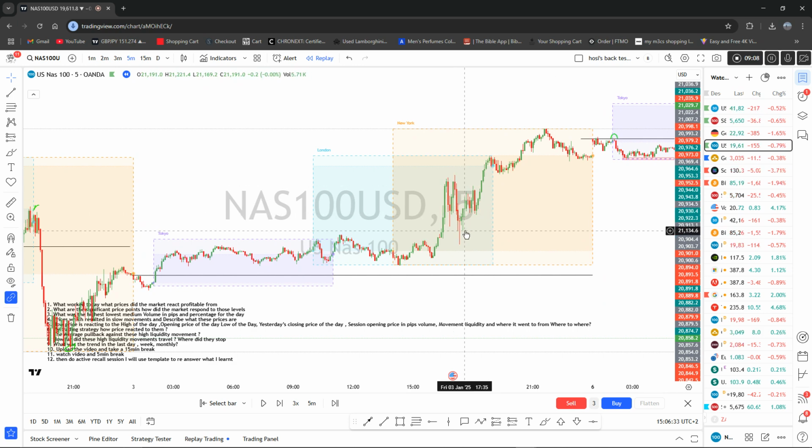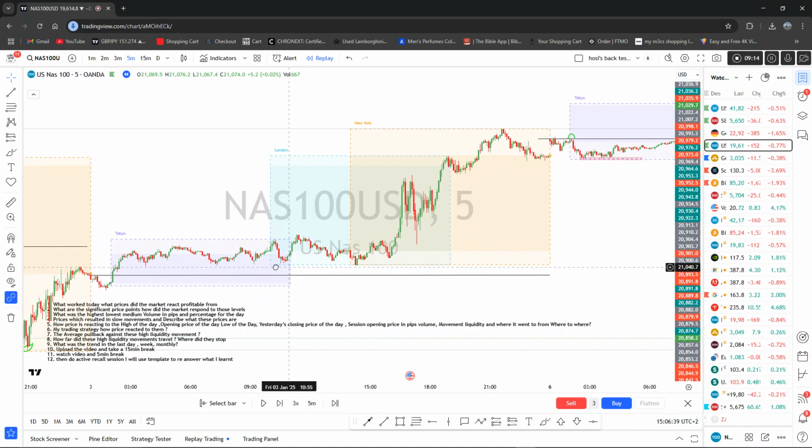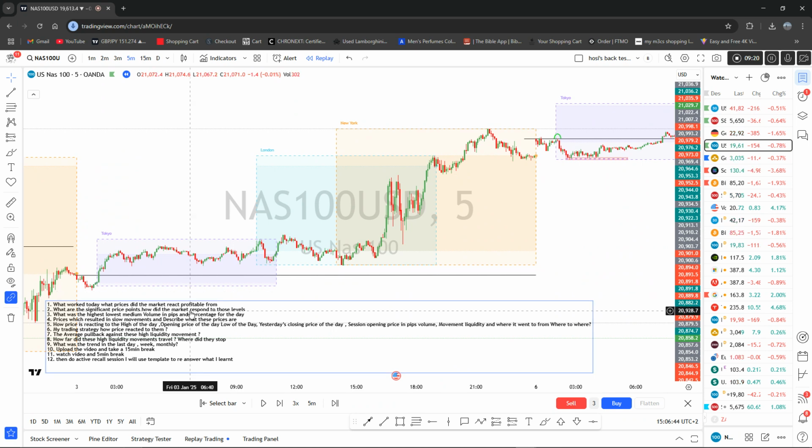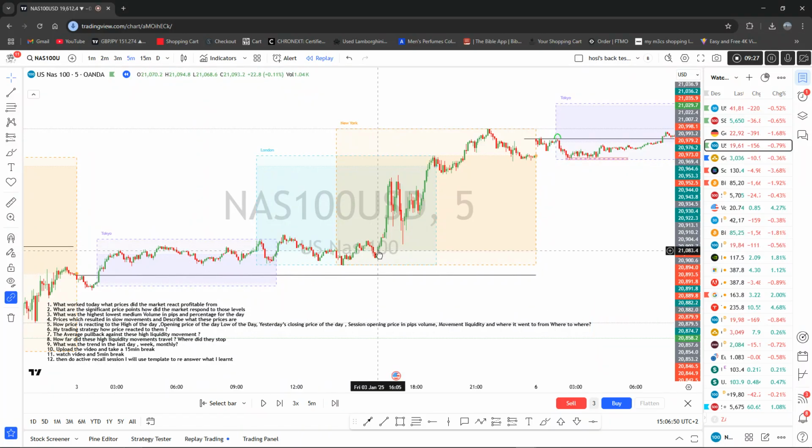So I think this is done. I'm going to answer some of the questions asking what was the highest volume and the medium volume that happened throughout the session, the specific session. So the highest movement in the quickest time came at 5, and it was bearish to the downside.